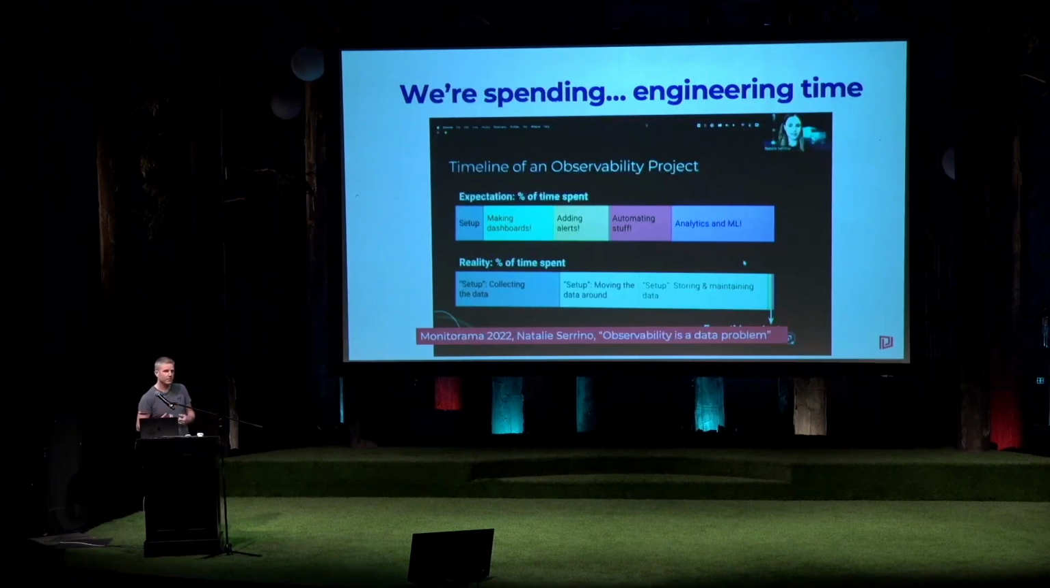My favorite slide from last year was this one from Natalie Serino around the timeline of an observability project. What you think it's going to be: set up, the left-hand side of that equation, and then all the fun stuff, using that data to provide value to my teams and to my business. The reality: that setup actually takes time to find how you collect that data, moving that data around, storing and maintaining that data. And then the fun stuff, the good stuff, the value to my business, there's actually not enough time to really focus on that. And we end up just defaulting to a lot of the practices that we've always had.